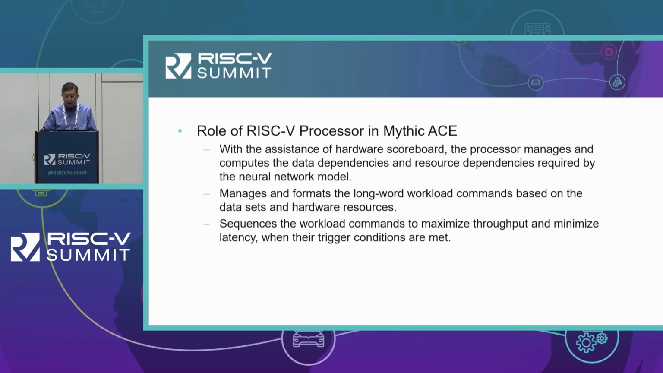The second is, because this is data-flow-driven processing, each workload has an associated long-word workload command. The RISC-V processor has to manage and format such long workload commands. And the last one is issuing these workload commands, for the highest throughput and the lowest latency, whenever the triggering condition is met. Triggering condition means the data set is available, and also the hardware resources are available for you to perform the calculations.